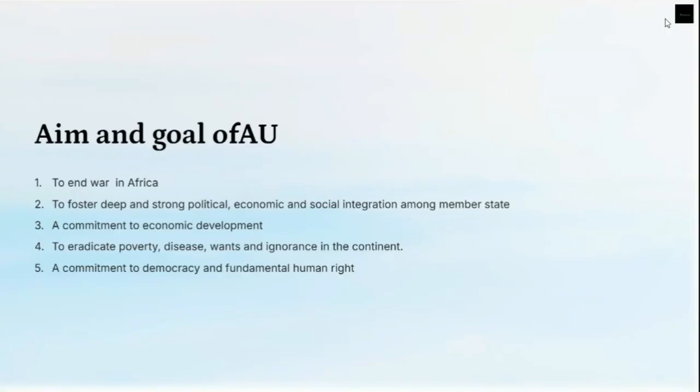Now, to eradicate poverty, disease, want and ignorance on the continent. Then a commitment to democracy and fundamental human rights. These are the aims and goals of the AU, what they aim to achieve.